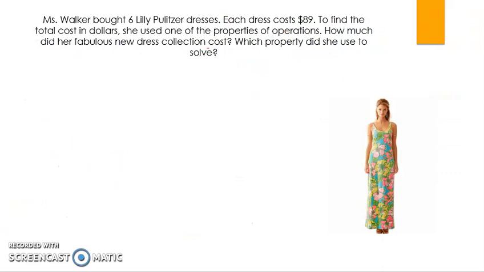In this example, Miss Walker bought 6 Lilly Pulitzer dresses. Each dress cost $89. To find the total cost in dollars, she used one of the properties of operations. How much did her fabulous new dress collection cost, and which property did she use to solve? Remember, you're going to want to first start thinking with CUBES.